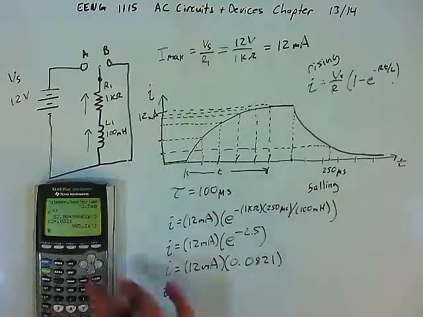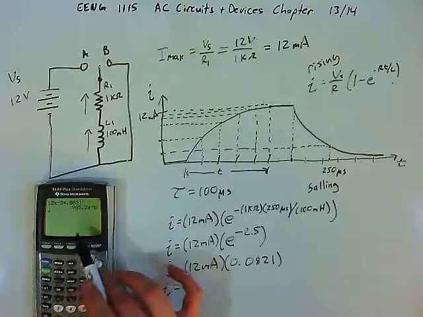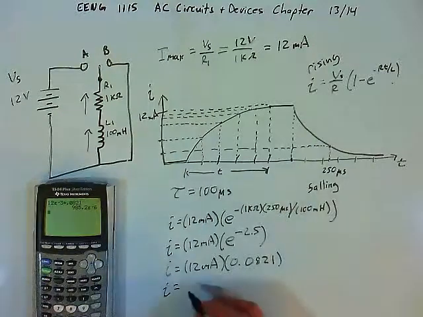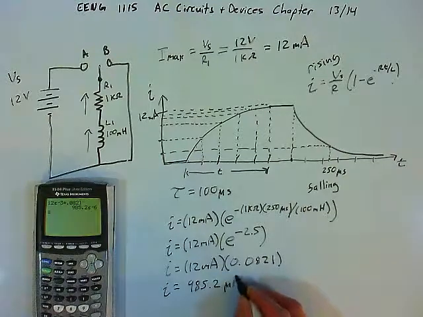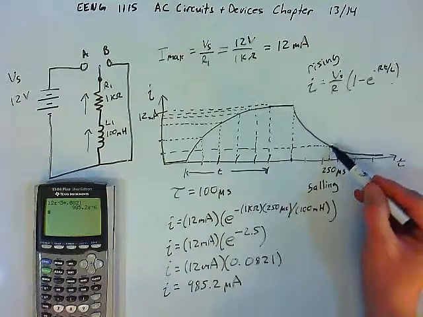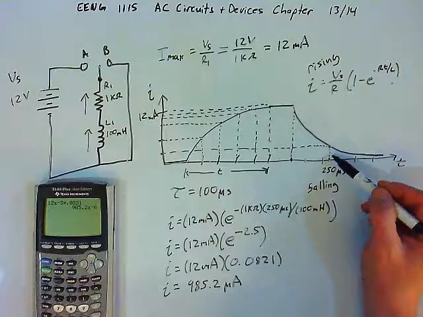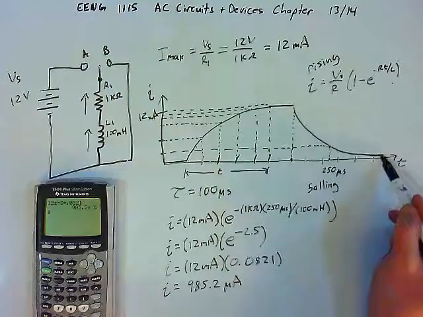And actually, let me do that a little bit differently. Let's say 12 e to the negative 3, right? 12 milliamps times 0.0821, so as not to confuse you. That'll be 985.2 microamps. 985.2 microamps. And so after only 2.5 time constants, the current in the circuit has already significantly reduced, well over 90%, and it will continue to reduce as time goes on.